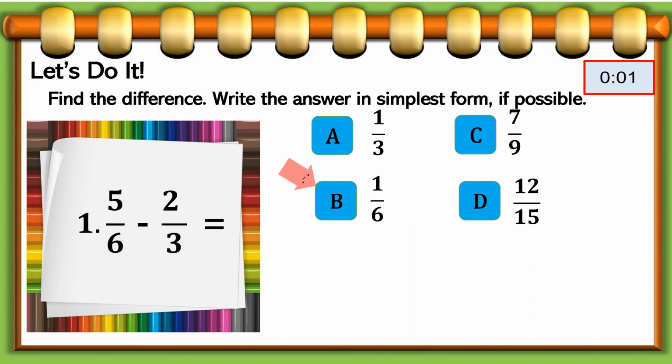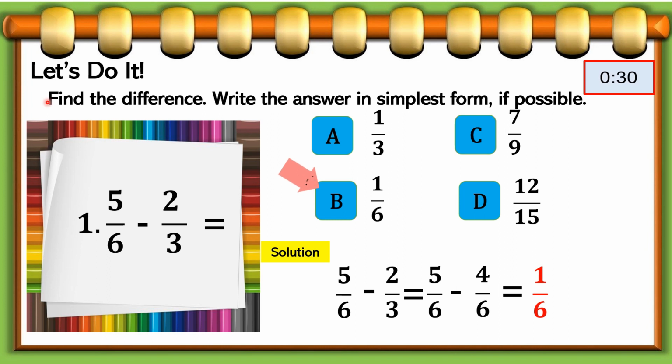If your answer is letter B, you are correct. 1/6. Solution. First, we're going to find the least common denominator of 6 and 3. So the LCD is 6, then make equivalent fractions. So 6 divided by 6 is 1 times 5 equals 5. 6 divided by 3, we have 2 times 2 equals 4. Then subtract the numerators. 5 minus 4 equals 1. Then copy the common denominator, 6. 1/6 is in lowest term because the numerator is already 1.